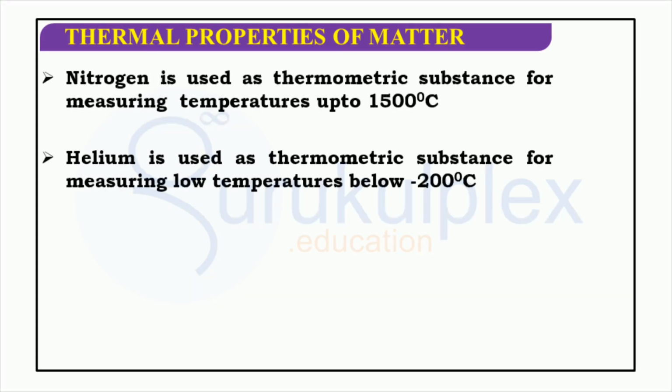Nitrogen and helium are two thermometric substances that provide an efficient and reliable method to measure temperature over a wide range. Nitrogen is capable of measuring temperatures up to 1500 degrees Celsius, while helium can measure temperatures below -200 degrees Celsius.